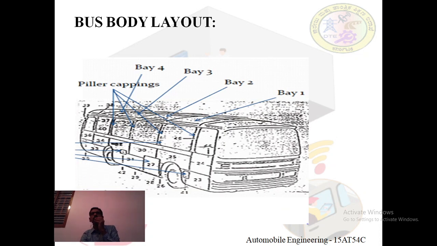In the bus body we can see the cant rails, waist rails and seat rails. So what are cant rails? Cant rails are structural members that connect two body sections above the window level. What are waist rails? Waist rails are the structural members that connect two body sections below the window section. Seat rails are the structural members running along the lateral walls and provide support for seating mounting. That is called seat rails.